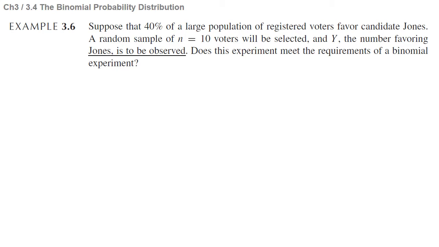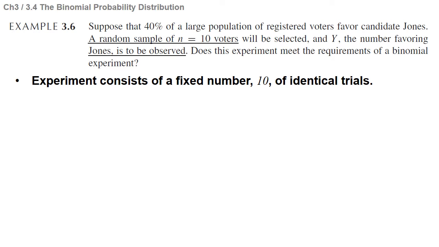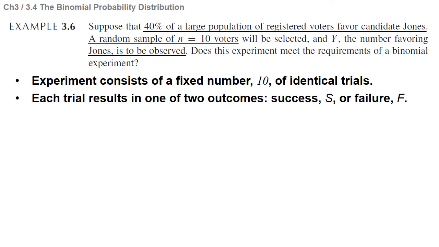Okay, this is our second example, and let's check one by one. The experiment consists of a fixed number, 10, of identical trials. We are randomly sampling 10 voters, so that is okay. Each trial results in one of two outcomes, success or failure. In a large population, we are observing the number favoring Jones. Favoring Jones would be success, and not favoring Jones is failure for a given sample.